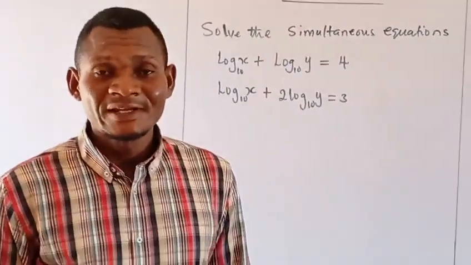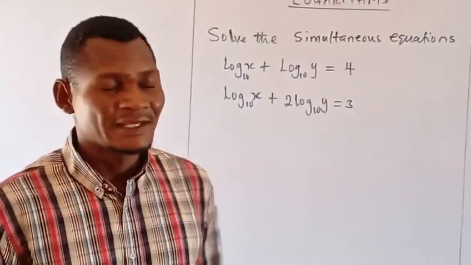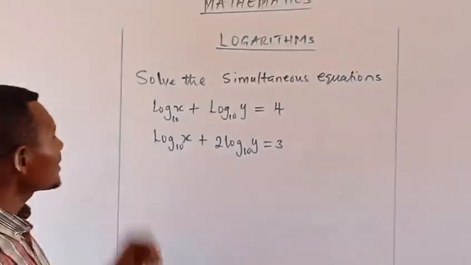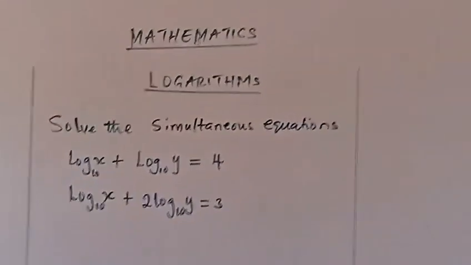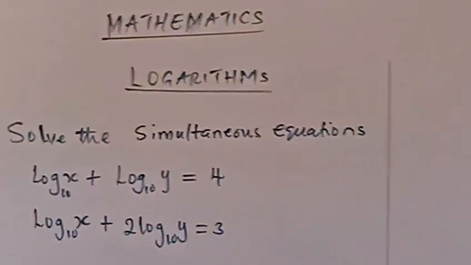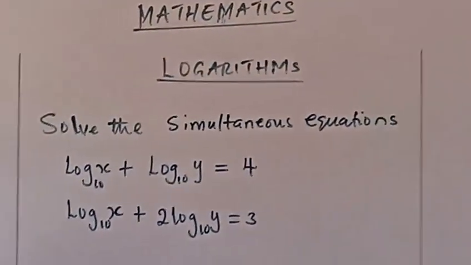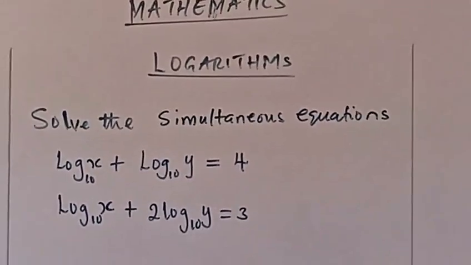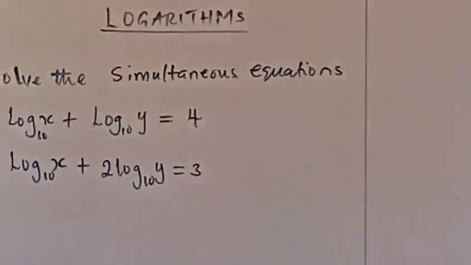We are going to solve a very nice question on logarithm once again. And this is the question. The question reads, solve the simultaneous equations log x to the base 10 plus log y to the base 10 equal to 4 and log x to the base 10 plus 2 log y to the base 10 equal to 3. So we have solution.